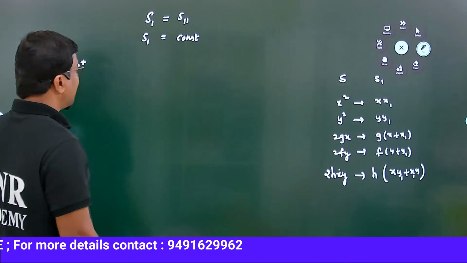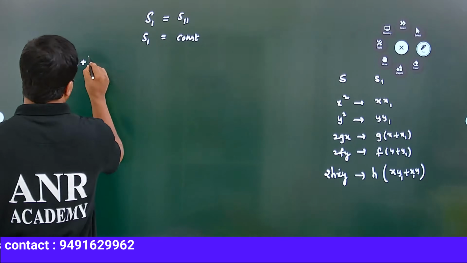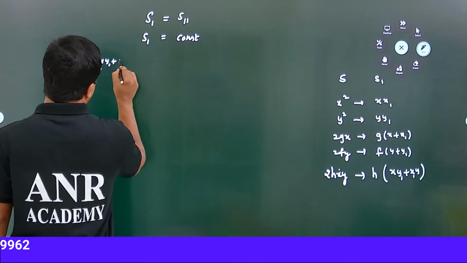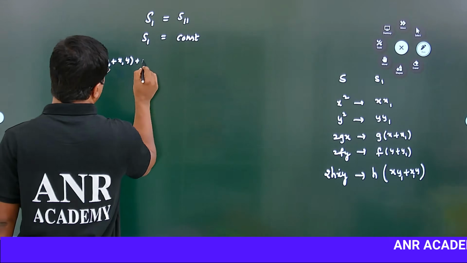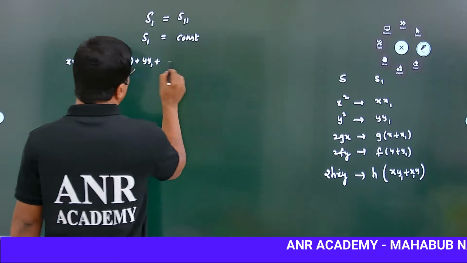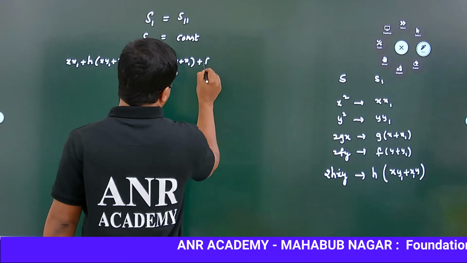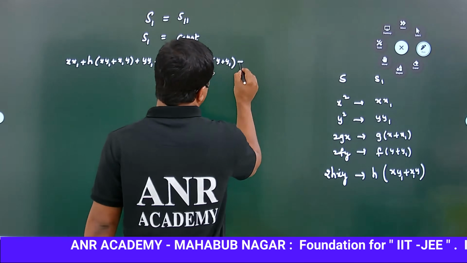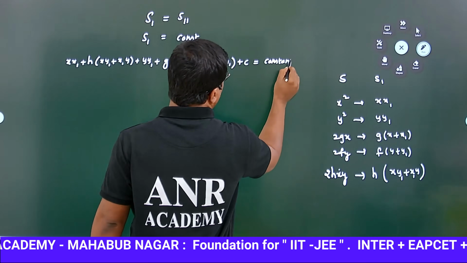So x square changes to xx1, 2hxy changes to h of xy1 plus x1y. Next, y square is written as y into y1, plus 2gx, that is g of x plus x1. Next, f of y plus y1, plus c becomes constant, remember. Okay.